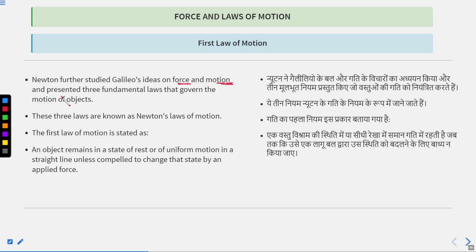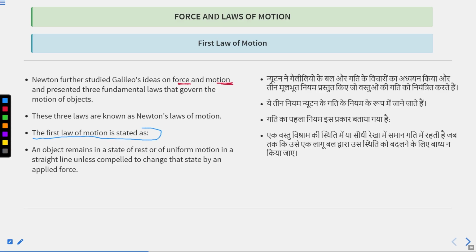Newton, a scientist, studied Galileo's inclined plane observation, and after observing this, he gave three laws of motion. We are going to learn about these three laws of motion in this chapter. So there are three laws of motion, okay? And what does the first law of motion state?